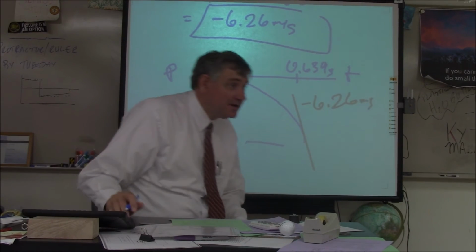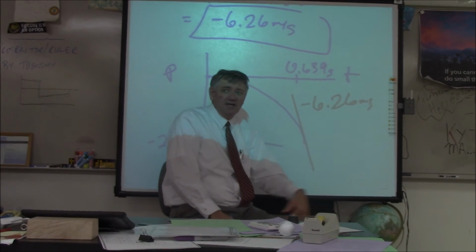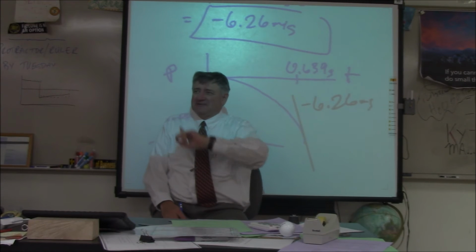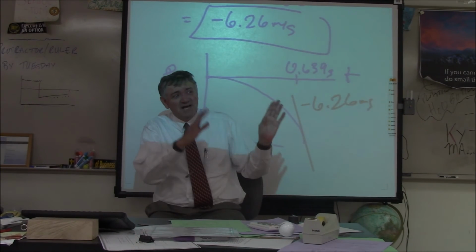So the slope of that tangent line is going to be -6.26 meters per second. Now, if I went out here to 1 second and drew the tangent line, what would the slope of the tangent line be at 1 second? Negative 9.8 meters per second, because that's how fast it's going at that point. So you see how it all fits together.